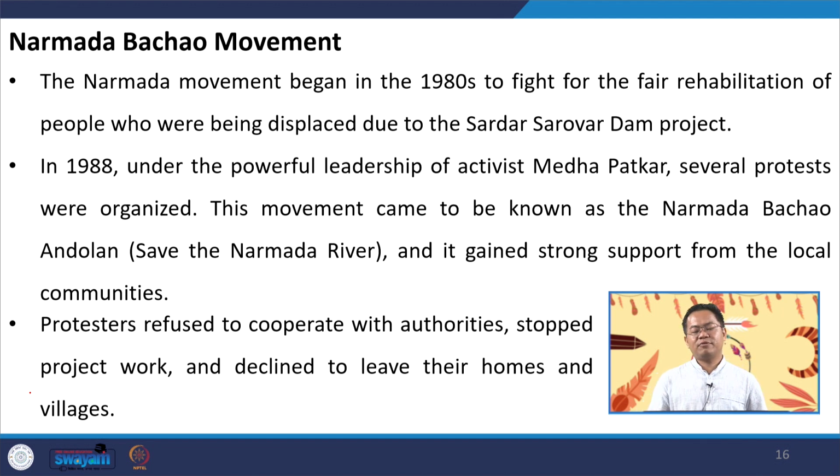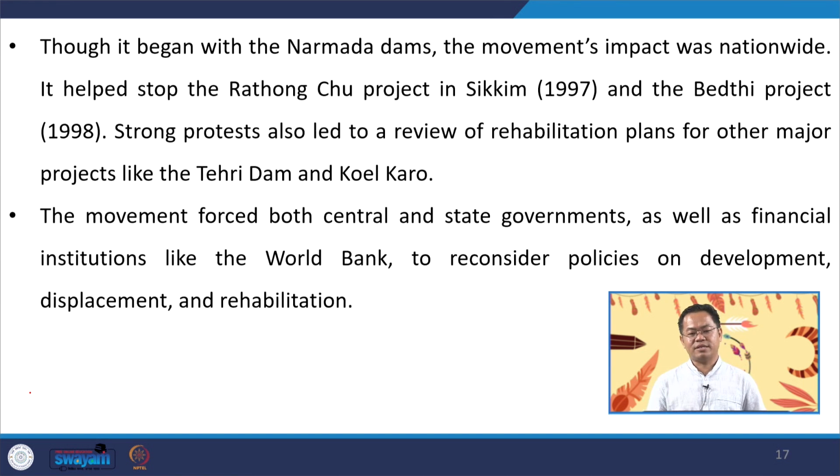Protesters refused to cooperate with authorities, stopped project work and declined to leave their homes and villages. Though it began with the Narmada dams, the movement has a national and global impact. It helped stop the Rathongchu project in Sikkim in 1997 and the Beti project in 1998, and it also resulted in strong protests which forced the government to review rehabilitation plans for other mega projects like the Tehri Dam and the Koel Karo project. The movement forced both the central and state governments as well as financial institutions like the World Bank to reconsider policies on development, displacement and rehabilitation.